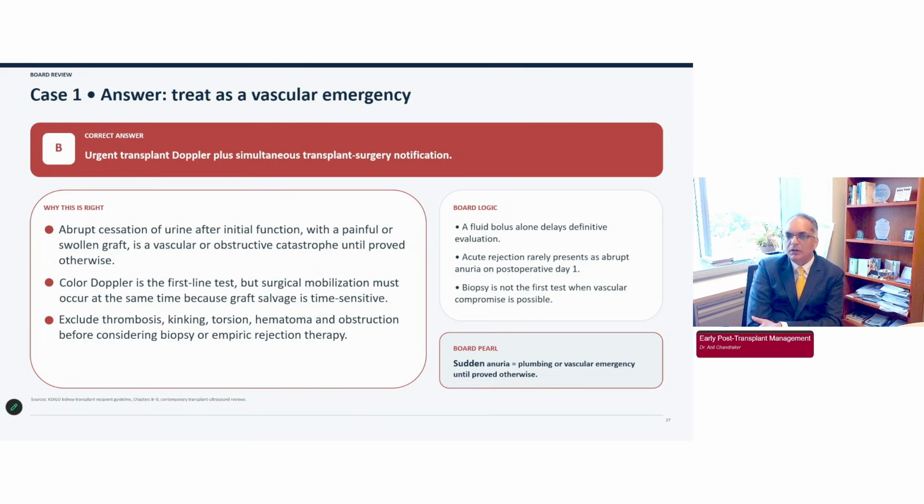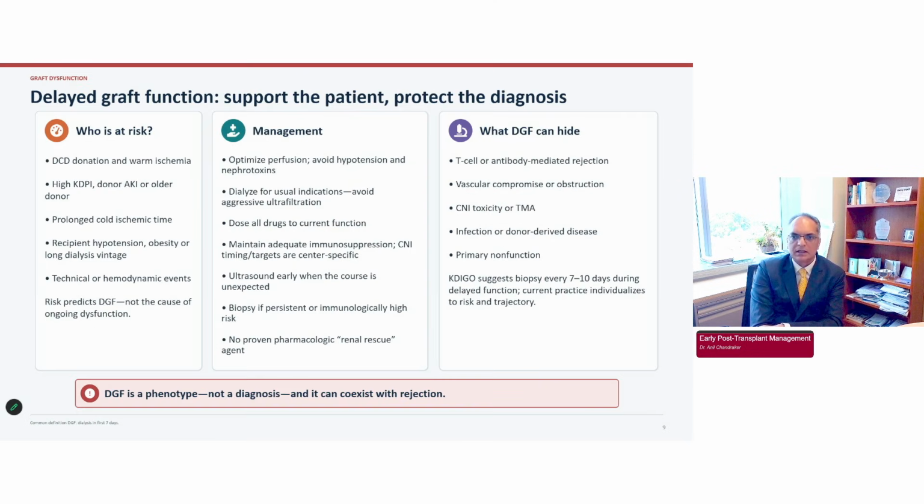Acute rejection will not present this early unless it's hyperacute rejection, such as ABO incompatible transplants, or a very strongly cross-match positive anti-HLA antibody. Biopsy is not the first test, obviously, when vascular compromise is suspected.